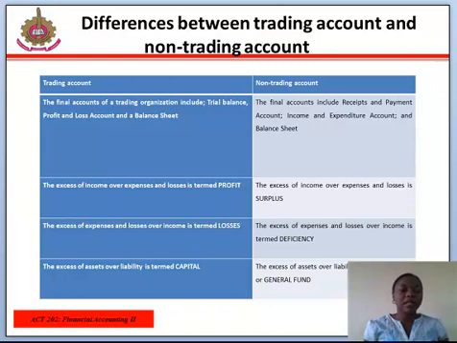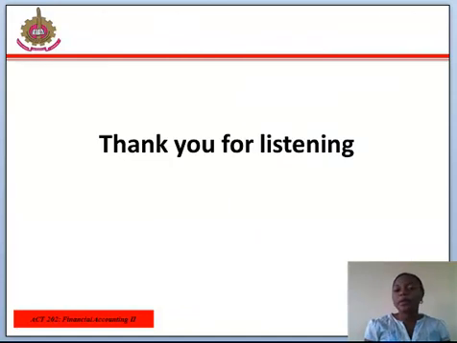For the trading account, the excess of income over expenses and losses is termed profit, while in the case of a non-trading account, it is termed surplus. In the case of a trading account, the excess of expenses and losses over income is termed losses, while in a non-trading account, it is termed deficiency. And lastly, for a trading account, the excess of assets over liability is termed capital, while in the case of non-trading accounts, it is termed capital or general fund.